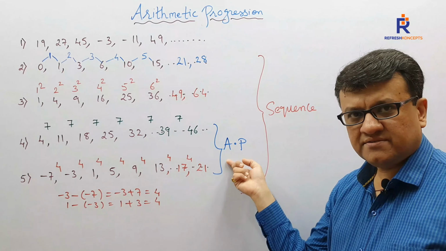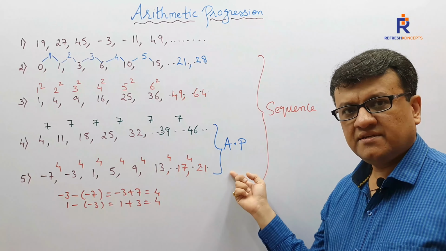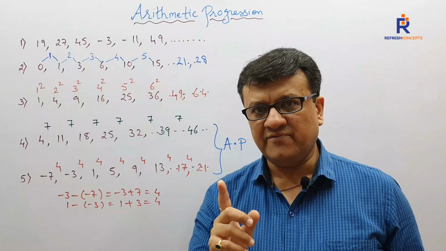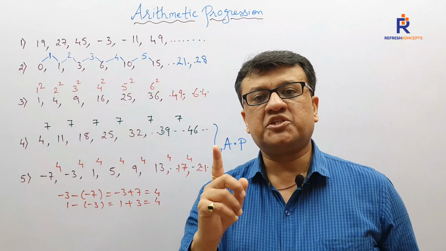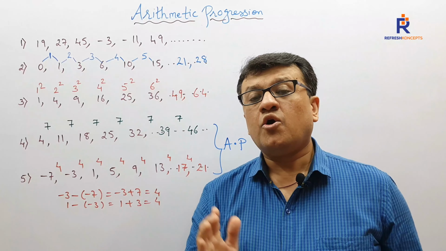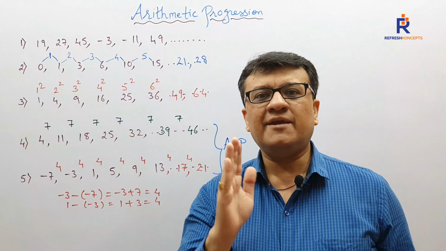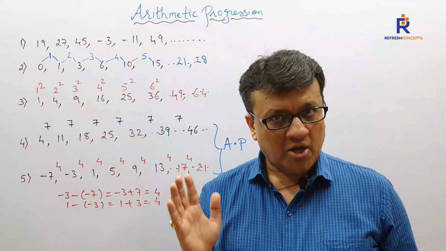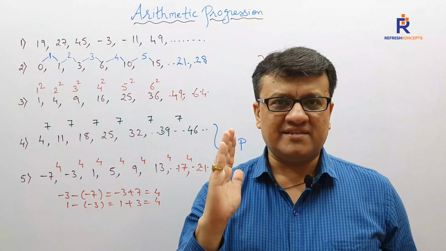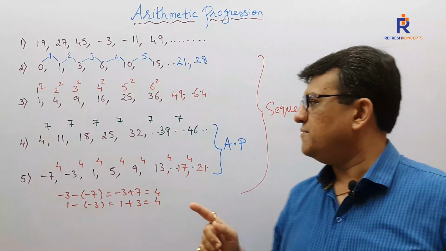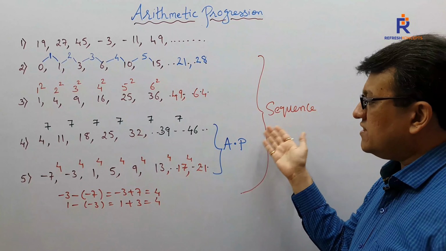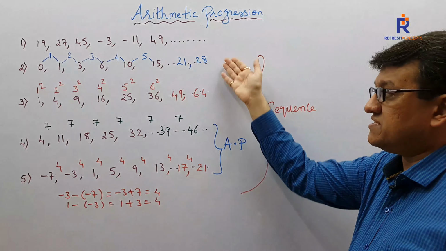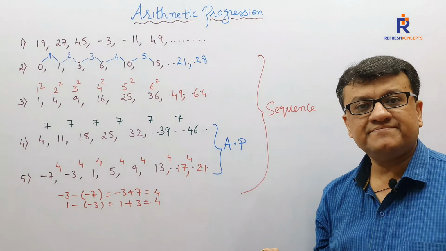Are you getting me, children? What's the difference between a sequence and an AP? So can we say a general statement? A general statement is stated as: all APs are sequences, but all sequences are not AP. You can check. All the APs lie under sequence, but all the sequences do not lie under AP.